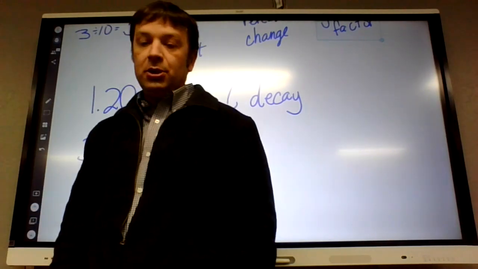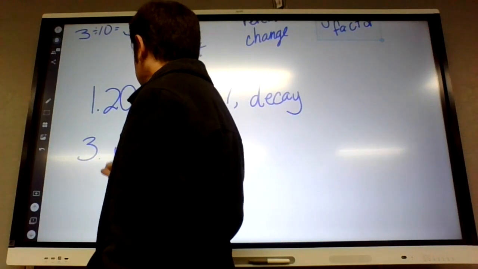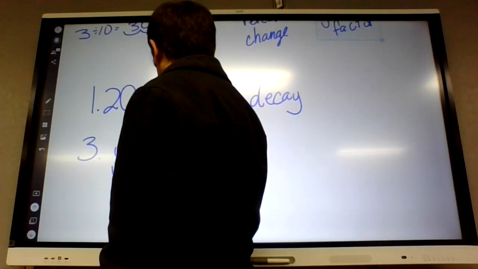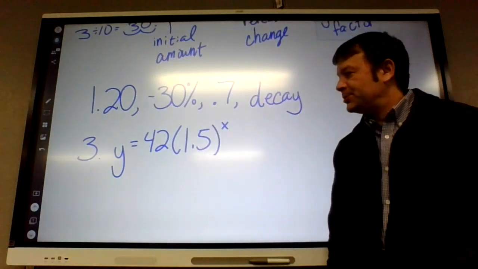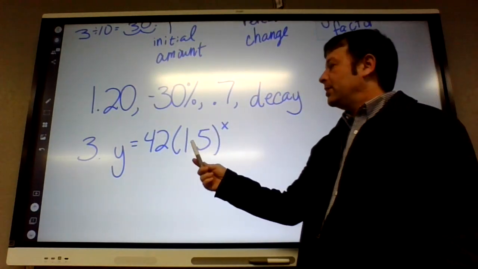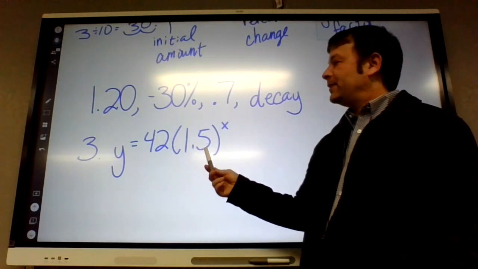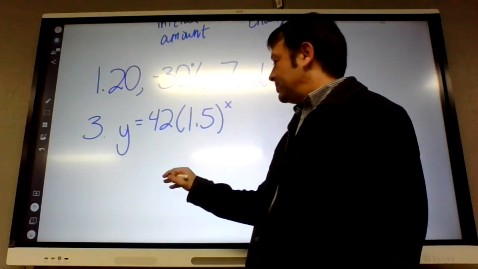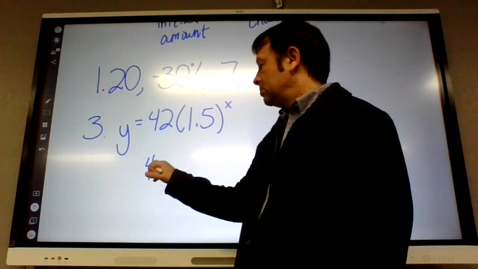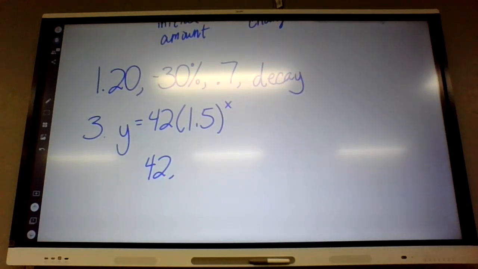Number 3. Y equals 42, 1.5 to the x. Okay, so this one, as most of them are, they already simplified the parentheses. So we've got to figure out what happened there. What's the initial amount? Let's start with the easy one. 42. Okay, so the second question is, what is the percent change?